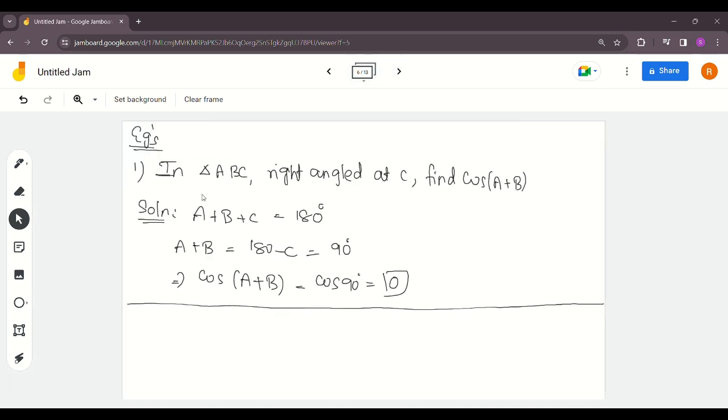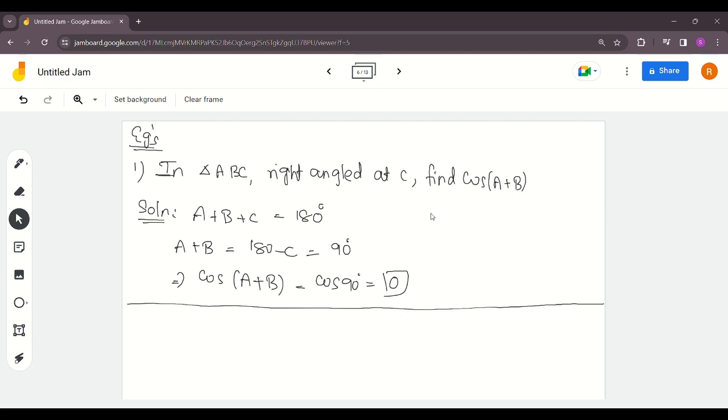In triangle ABC, right angle at C, find the cos of A plus B. So you all know the angle sum property because it is given a triangle. Angle sum property is the sum of all three angles in a triangle is 180 degrees. So A plus B plus C is 180. Already they have given that it is right angle at C. So C is 90. So from that you can write A plus B is 180 minus C, which is 180 minus 90. So it becomes 90.